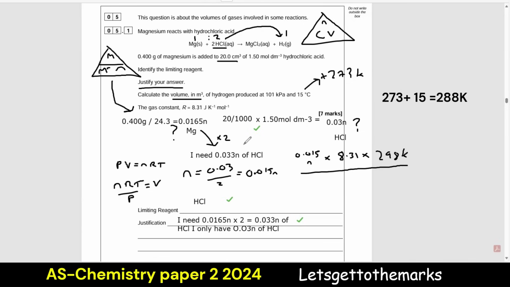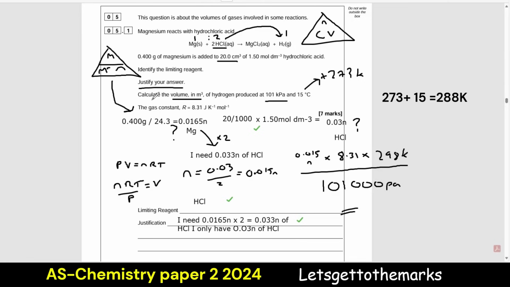Now we want to divide it by the pressure. The pressure is in kilopascals. When you do the ideal gas equation, that needs to be converted into pascals. And you might say, oh, how do I have to know all these conversions? You just do. So you need to learn it. That's part of chemistry A level. So divide that by 101,000 pascals. And that is going to give us our answer.